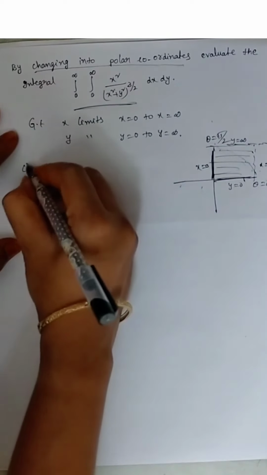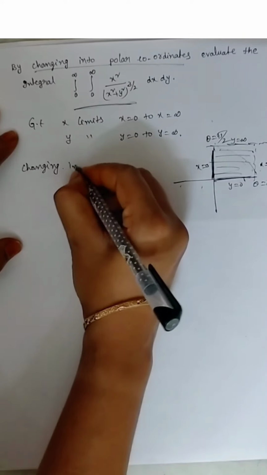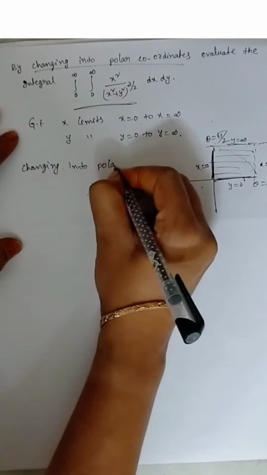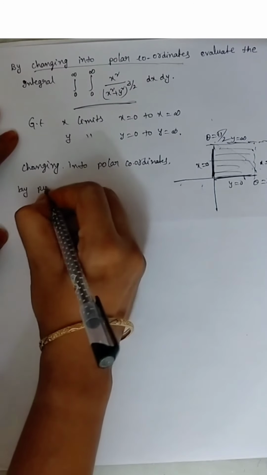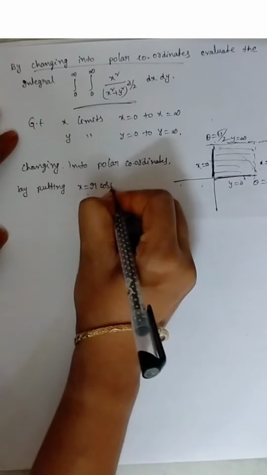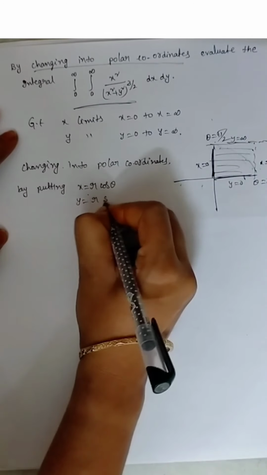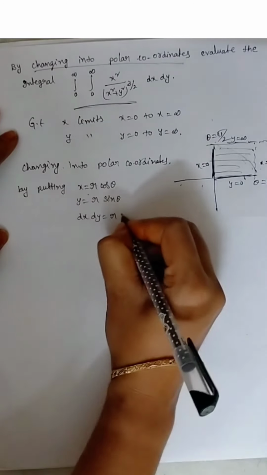So now changing into polar coordinates, you have to write this step. Changing into polar coordinates by putting x equals r cos theta and y equals r sin theta, dx dy equals r dr d theta.